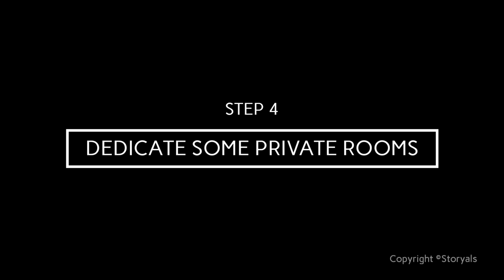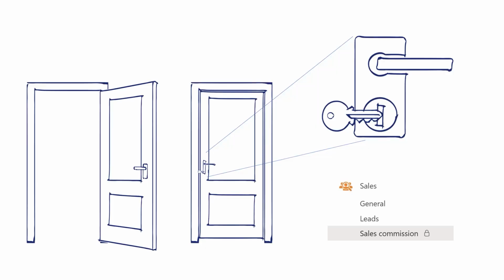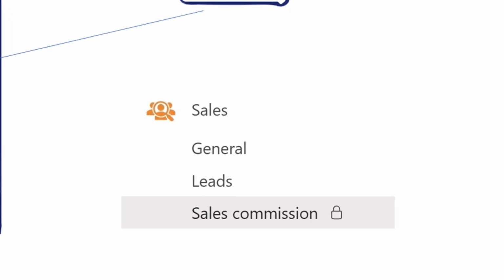Step number 4, dedicate some private rooms. By default, everyone in your house can access all rooms and see what's going on. In general, this is great for increasing knowledge sharing and communication. But sometimes you might need to discuss things in private. In addition to the most obvious things that you would create a dedicated private room or private channel for, like management, it might also be useful to create channels for one-to-one communication.